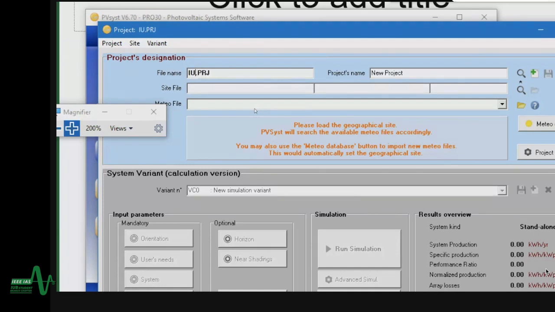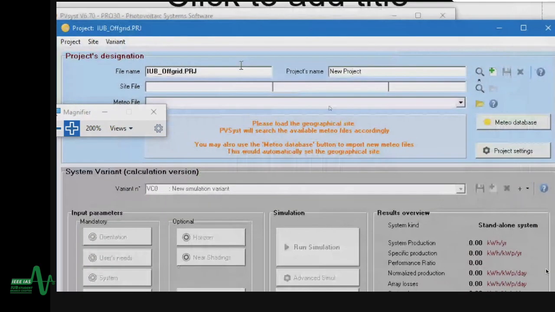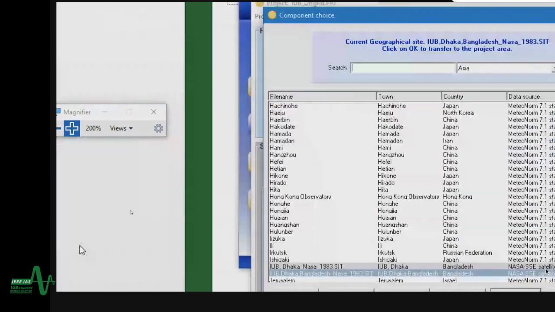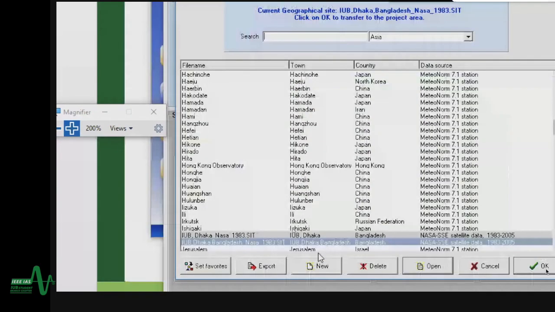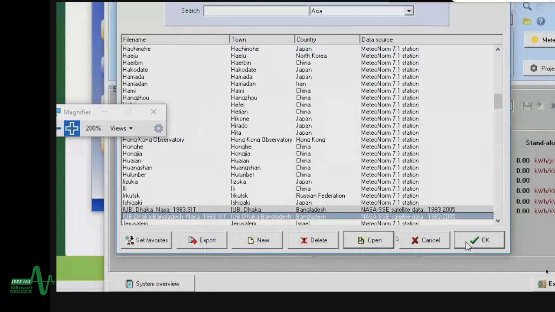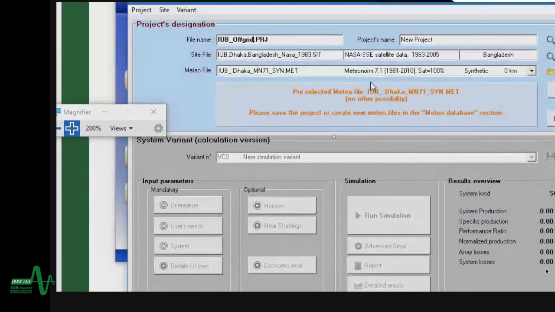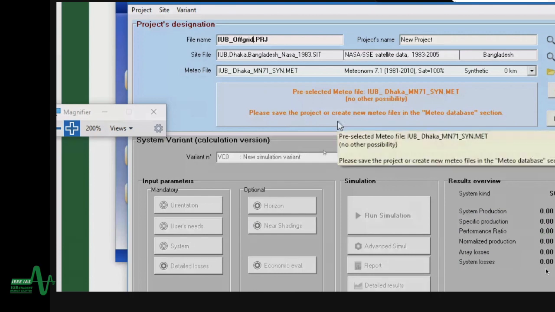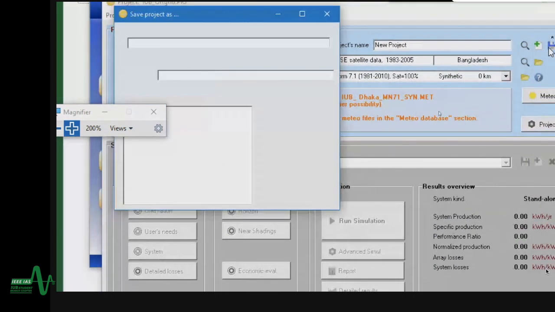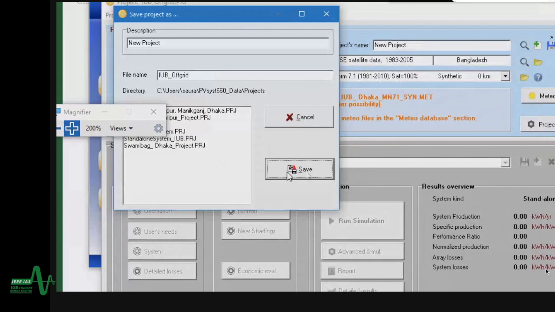So I name it new project. Okay, no problem. Now I have to go for the site. Choose it. I will choose IUB Dhaka Anisha data. Okay, fine. It shows that please save the project. Fine, save.